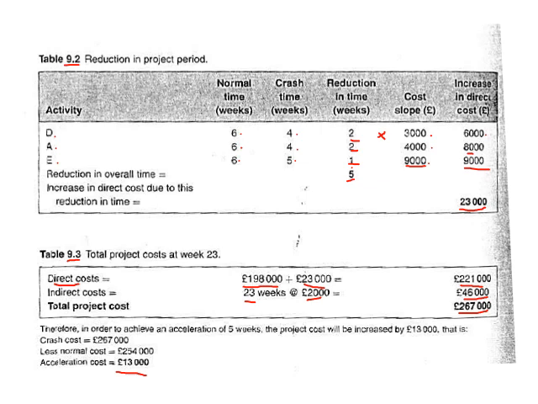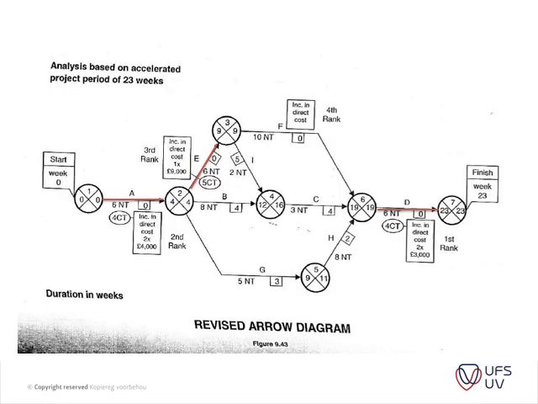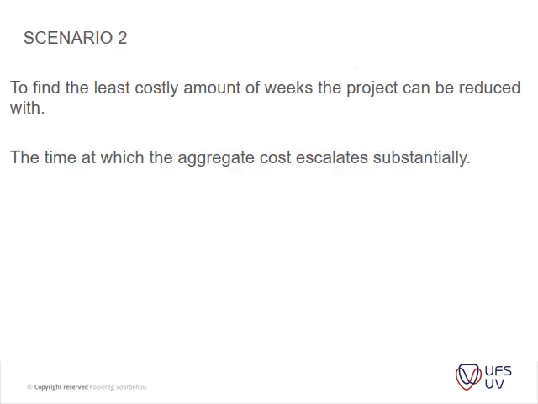At week 25, the change in cost per week alters from 2,000 to 7,000 per week. Okay, then the project costs have been analyzed back to week 18 in order to see the overall cost implication. So basically, this is just a summation of the previous scenario 1. So we looked at D, E, and A. Okay, we've already dealt with that. Skipping to scenario 2, to find the least costly amount.